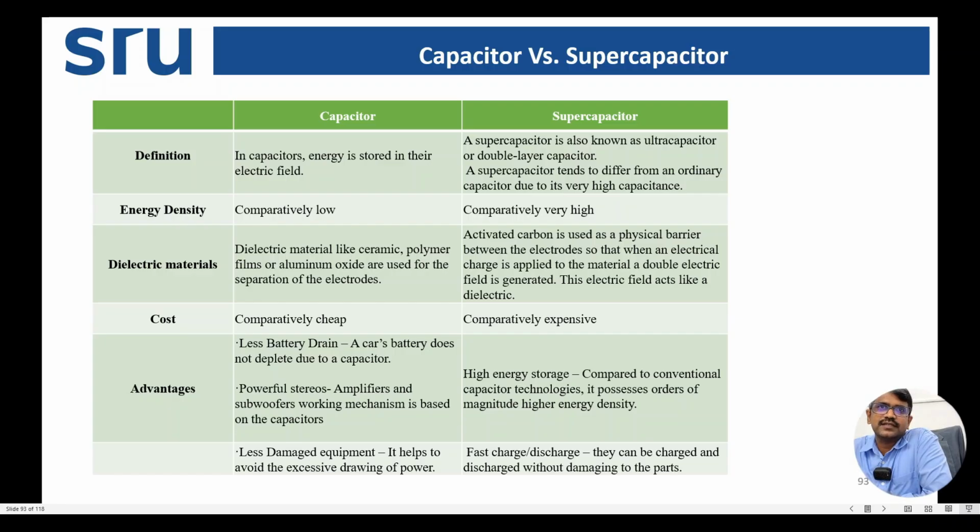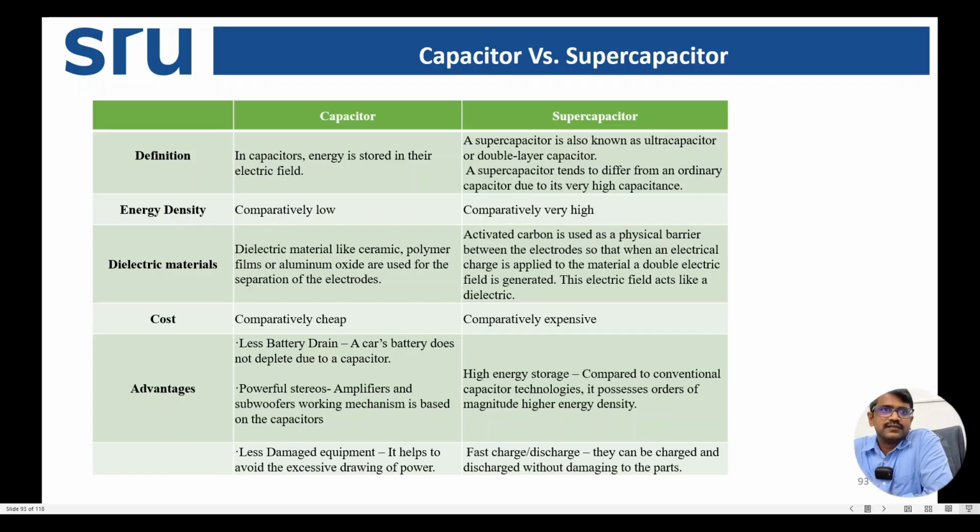So energy here is stored in the electric field. Here the energy is stored as electrochemical energy. Coming to energy density, it is comparatively low in capacitors and relatively higher in supercapacitors.